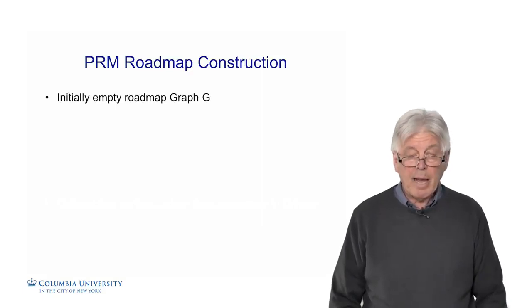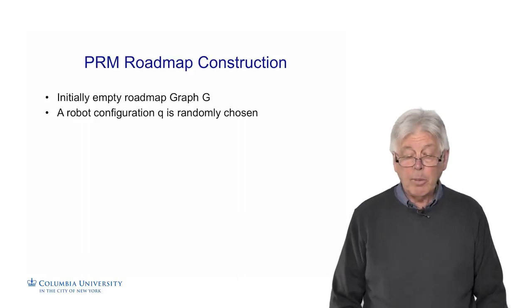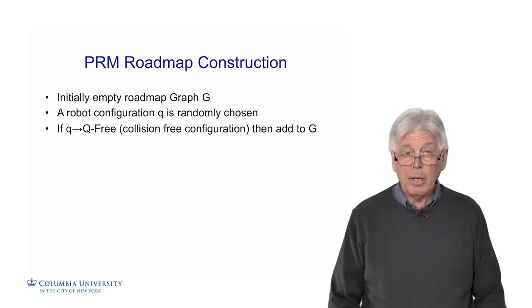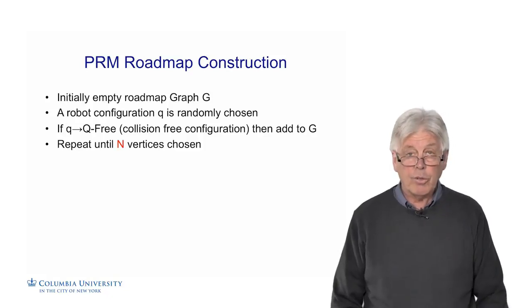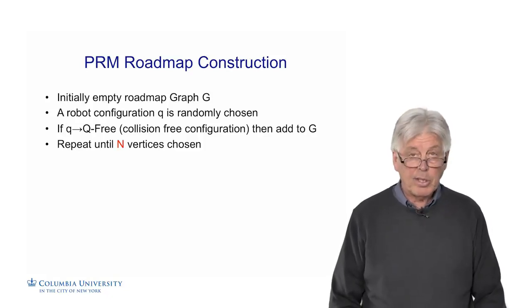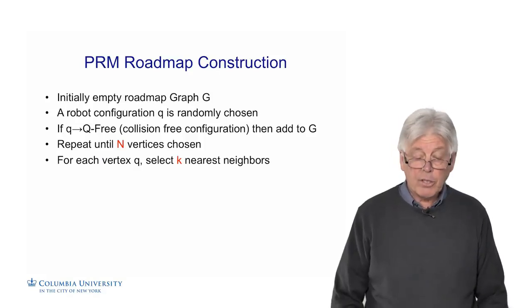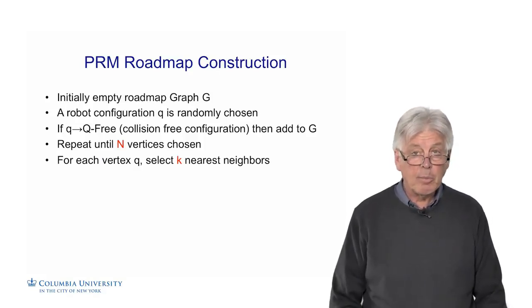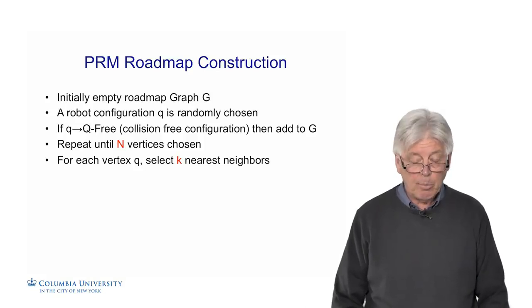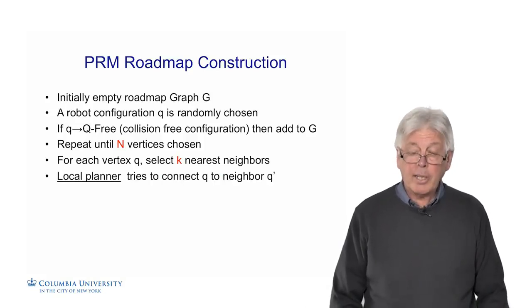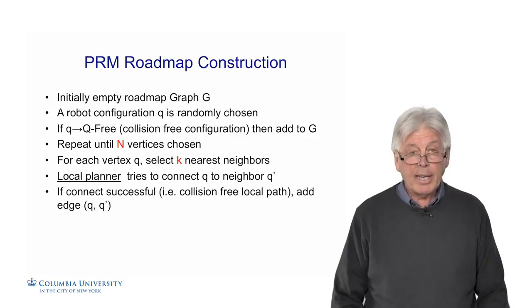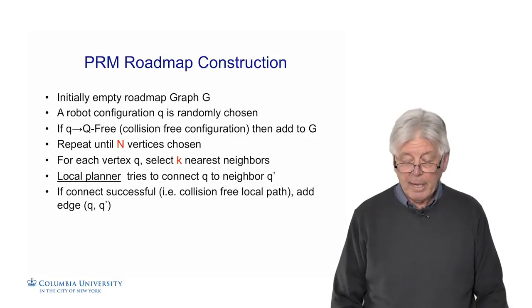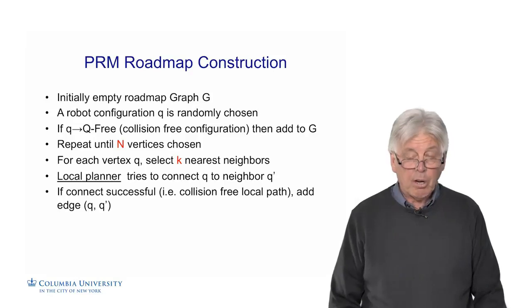Initially, we have an empty roadmap graph G. And a robot configuration Q is randomly chosen. If this configuration Q is in the free space, then we add it to the graph. And we repeat this until n vertices are chosen. So now we have a graph with n collision-free vertices in some space. And for each vertex Q, we select k nearest neighbors, and k is a parameter, typically a small number of nearest neighbors to hook up with. A local planner tries to connect Q to its neighbor Q prime, which was gotten from the nearest neighbors algorithm. And if the connection is successful, i.e. it's a collision-free local path, then we add that edge Q prime to the graph.